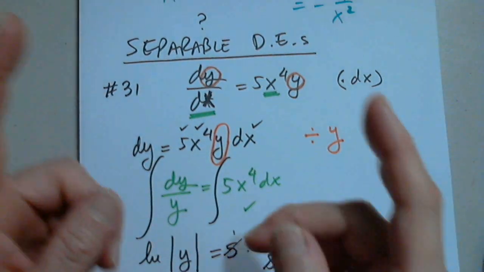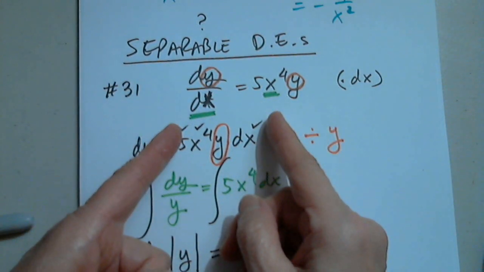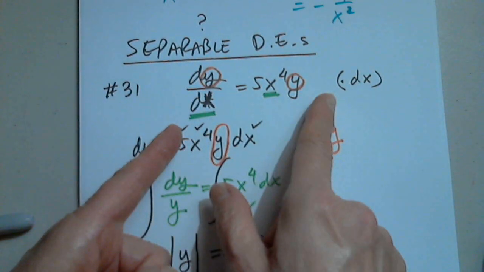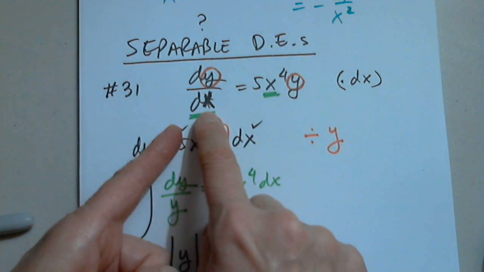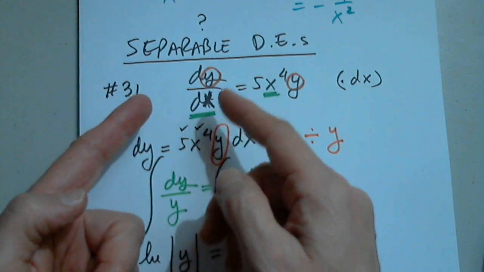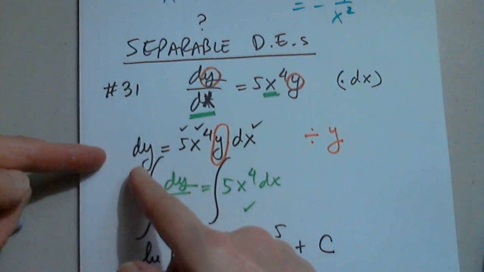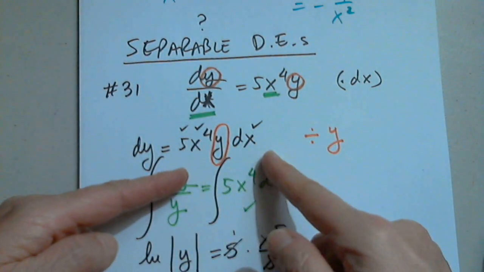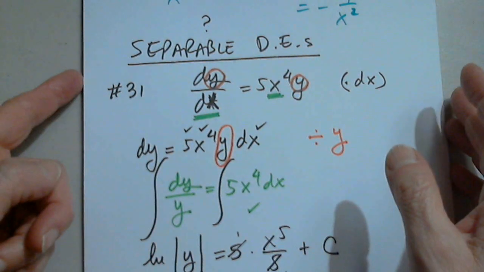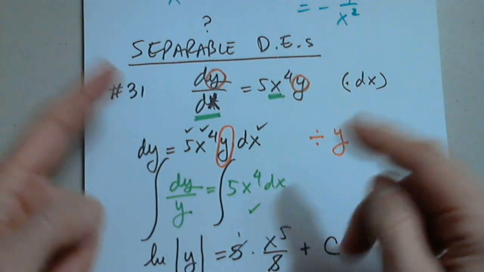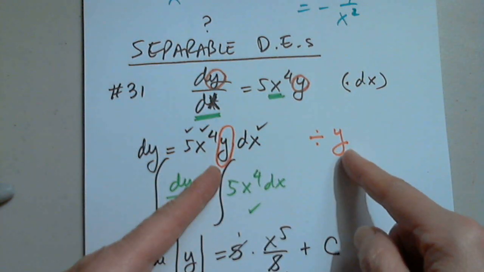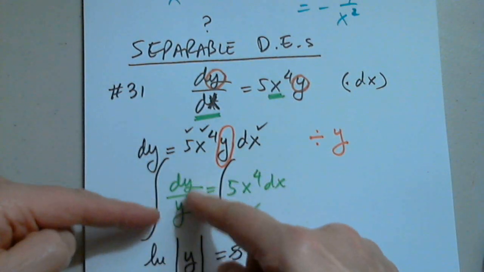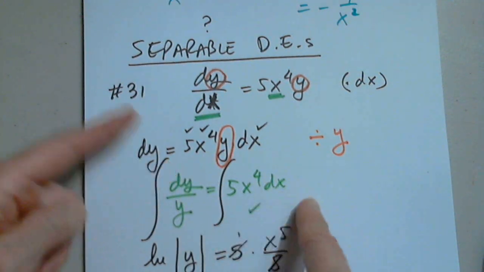So I was given an equation, dy over dx equals something. First, I multiply by the denominator. Both sides, of course. dy over dx times dx is just dy, and I have to multiply on the other side. Then I said I'm one step closer. However, this was in the way. So I had to divide both sides now by y. dy over y equals 5x to the 4th dx.